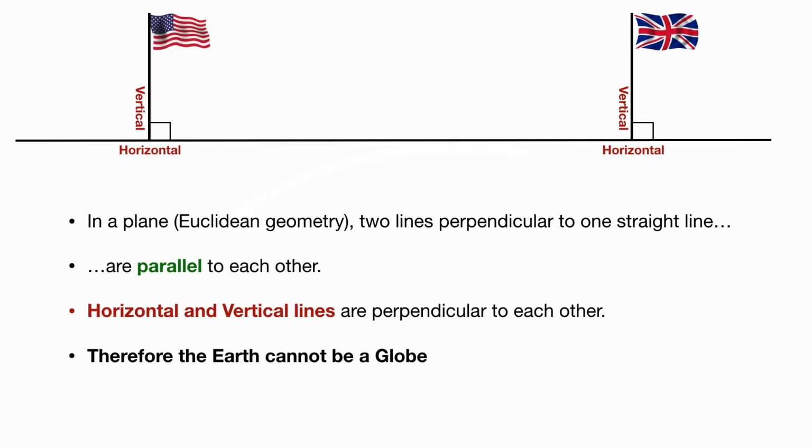So let's revisit the original diagram and point out the original error. Can you see it? The original horizontal line connecting the two verticals was assumed to be a straight line, which is only true if the Earth were not a globe. This leads us to the conclusion that the Earth cannot be a globe, which is a begging the question fallacy.